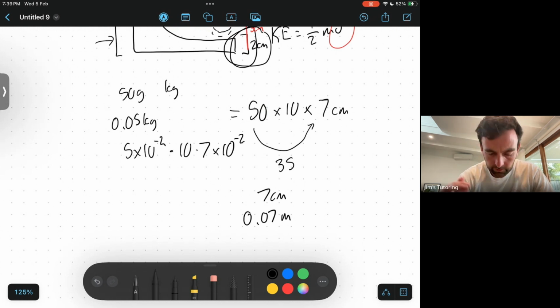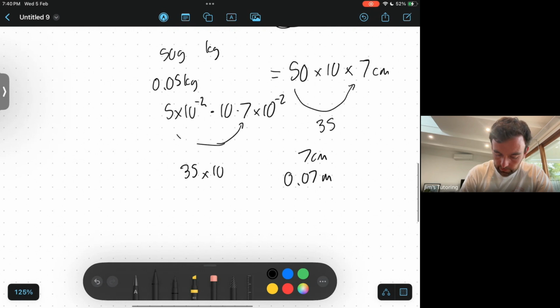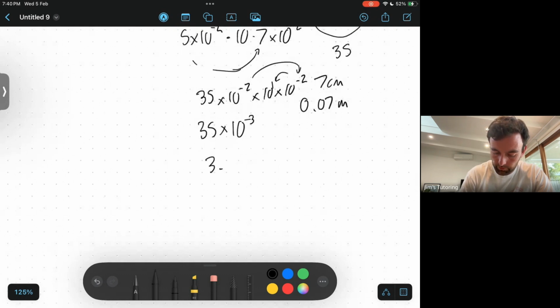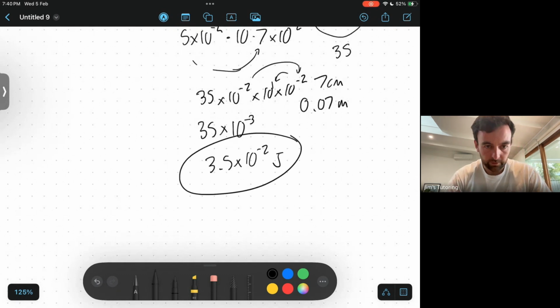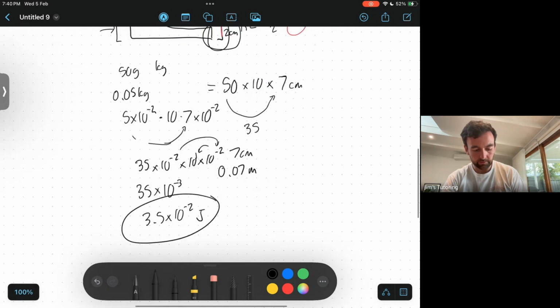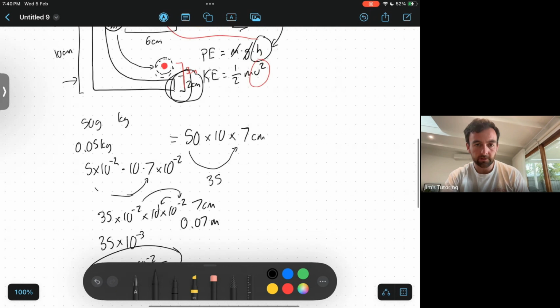Maybe it doesn't need to be that, because I think that's going to give me the wrong answer. Anyway, so I get 35 here times 10 to the negative 2 times 10 times 10 to the negative 2. So it'll be 35 times 10 to the, so negative 4 plus 1, negative 3. Well, that will be right. 3.5 by 10 to the negative 2 joules. That's me not doing it lazy. So that's question 8, how you'd solve that one. So just a bit of index laws and using that equation.